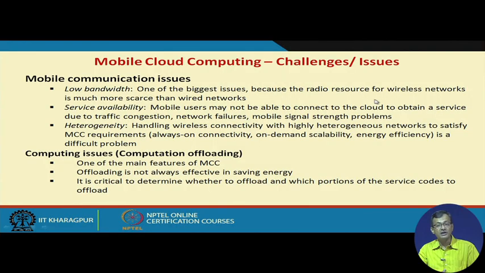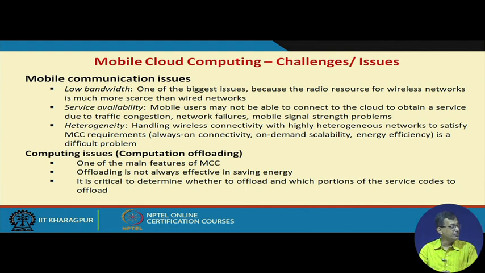Service availability: a mobile user may not be able to connect to the cloud to obtain a service due to traffic congestion, network failure, mobile signal strength, and so on. Issue of heterogeneity: handling wireless connectivity with a highly heterogeneous network to satisfy MCC requirements, always-on connectivity, on-demand scalability, and energy efficiency is a difficult problem. So, there is heterogeneity involved, and these are different challenges.